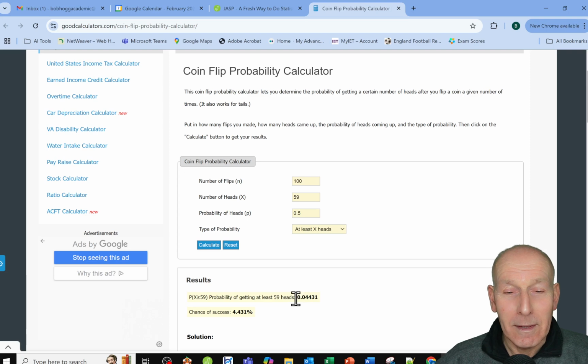Now, have a look at this value, 0.044. That's pretty close to 0.05, which is basically that mythical value we use by convention in statistical tests. So what we're saying is if we get a value below 0.05, that is the equivalent of saying 59 heads after we flip the coin 100 times.